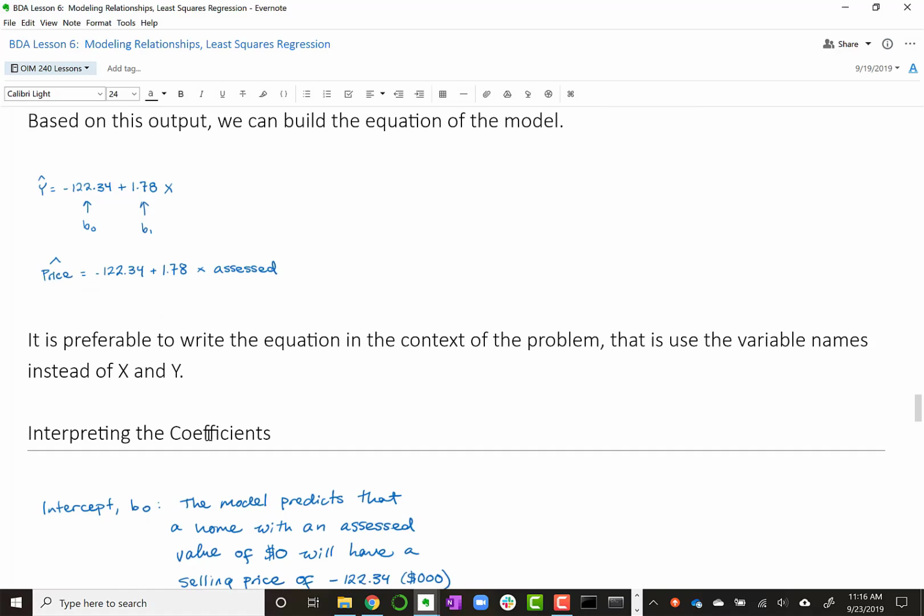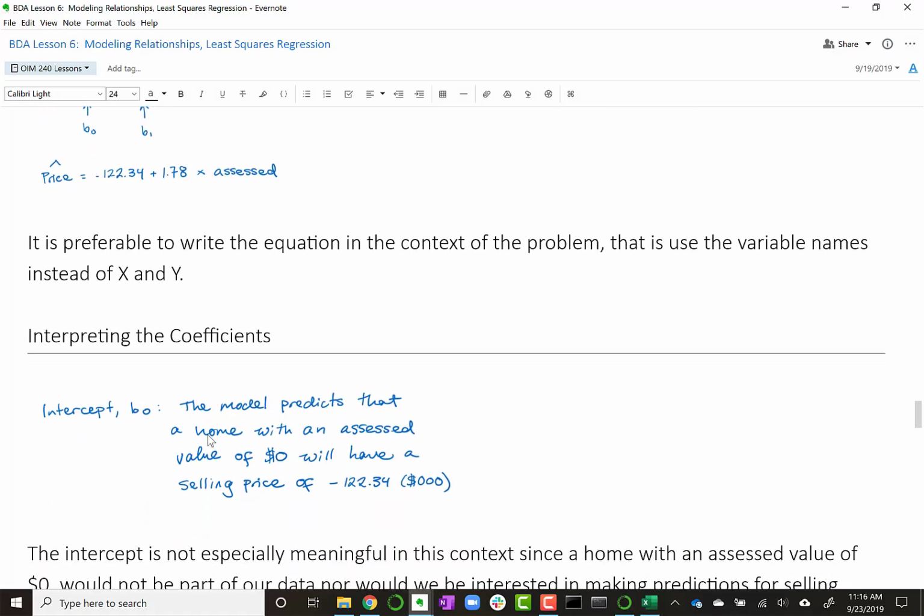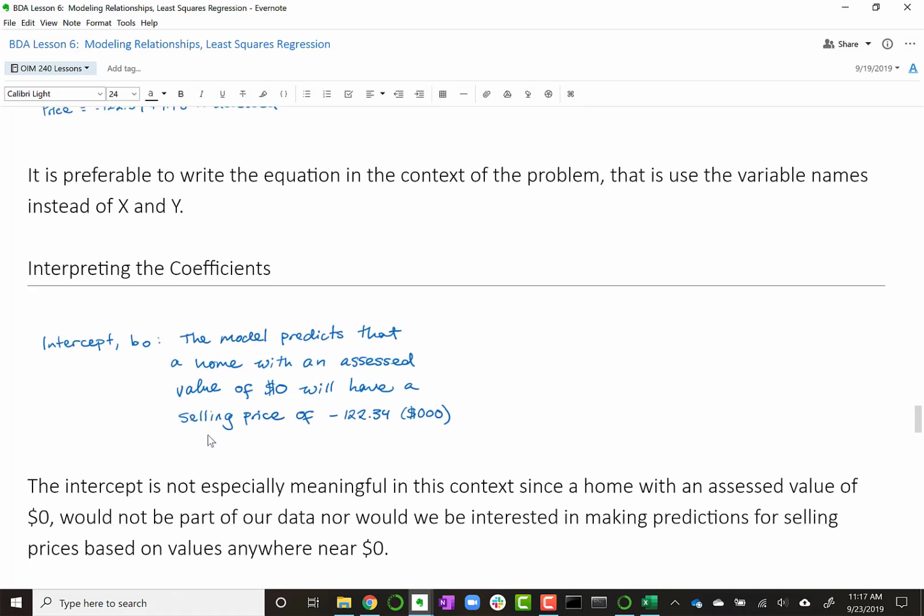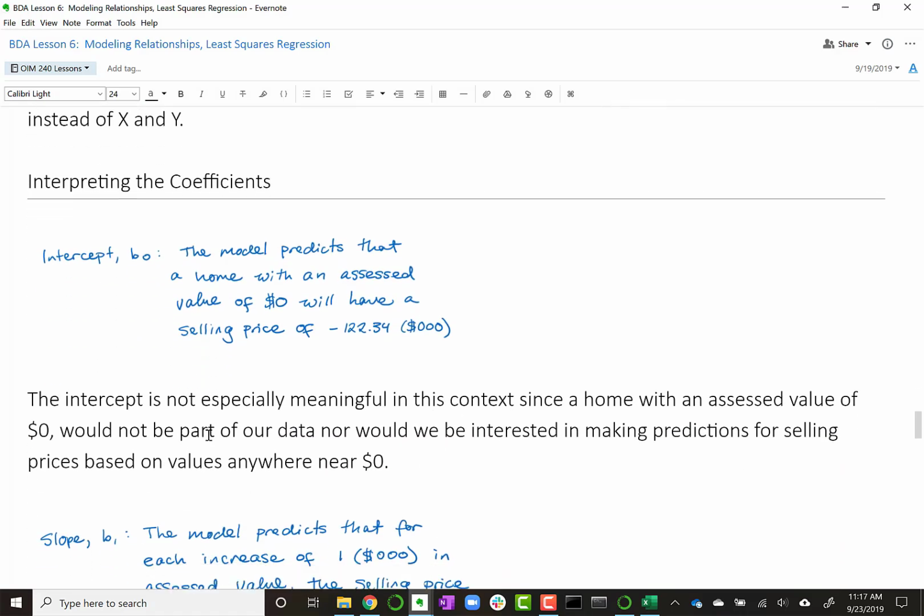And interpreting the coefficients is one of the more critical things you need to be able to do. In this case, we know that the intercept is not meaningful, but the way to interpret it would be like this. The model predicts that a home with an assessed value of $0 will have a selling price of negative 122.34, and that's in terms of thousands of dollars. So we could say about negative $122,000. Again, not meaningful.